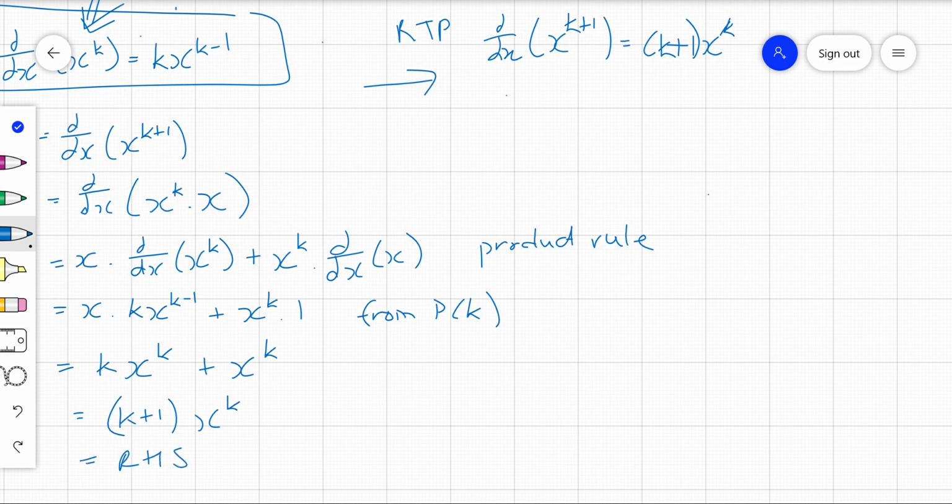So remember, now we've got our P of k implying our P of k plus 1. Therefore, our P of n is true for all our integral n greater or equal to 1 by induction.